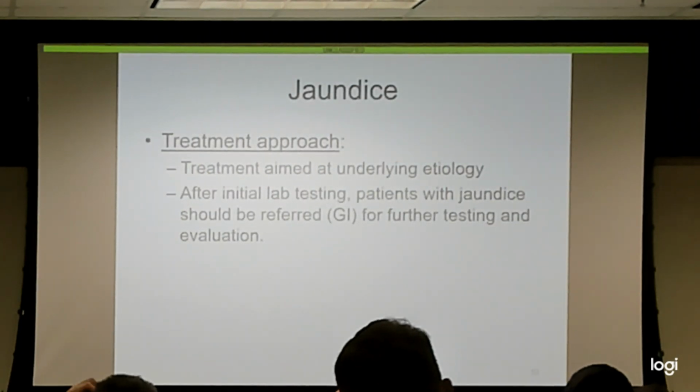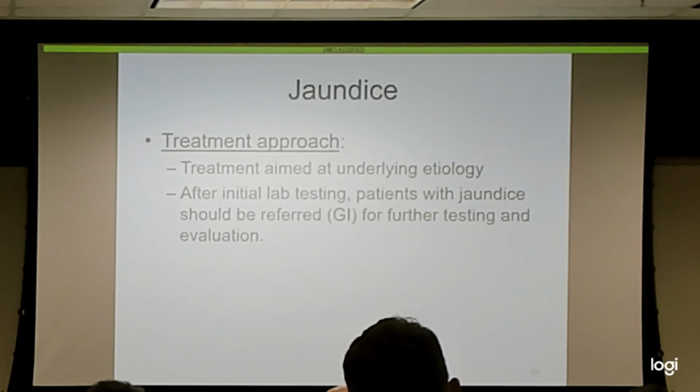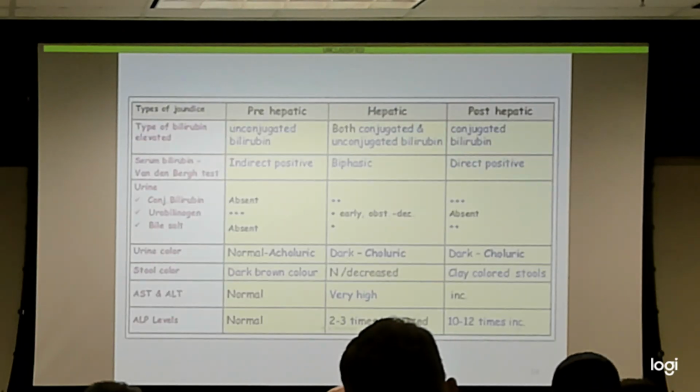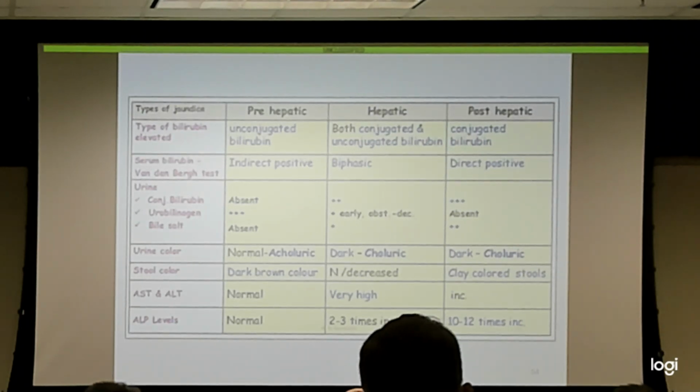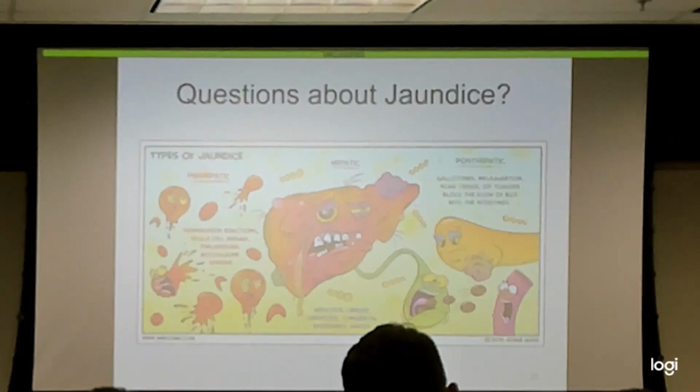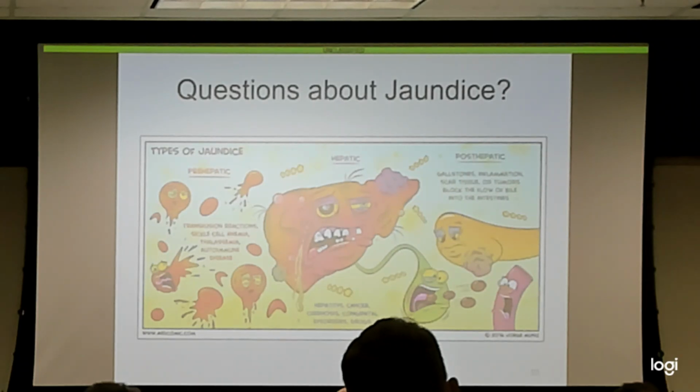So if they have jaundice, I want to treat the underlying condition. After initial lab testing, patients with jaundice should be referred to GI for further testing and evaluation. This is a pretty good chart to refer back to, with the unconjugated bilirubin, the hepatic, and the post-hepatic. I would just be familiar with them so you understand that. Any questions about the jaundice?